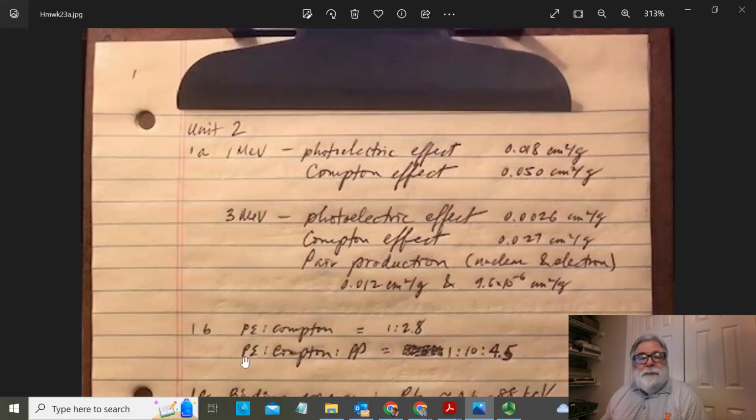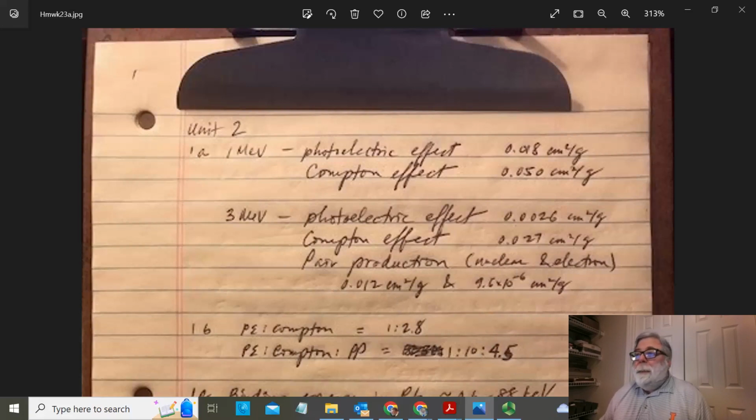Whereas at 3 MeV, if we use photoelectric as our basis, the Compton effect is a little more than 10 times bigger. And pair production is 4.5 times bigger. So it's a substantial difference. At 1 MeV, photoelectric effect and Compton effect are relatively comparable. At 3 MeV, Compton effect and pair production are relatively comparable. In both cases, Compton effect is the larger effect.